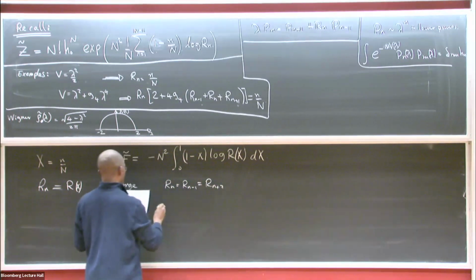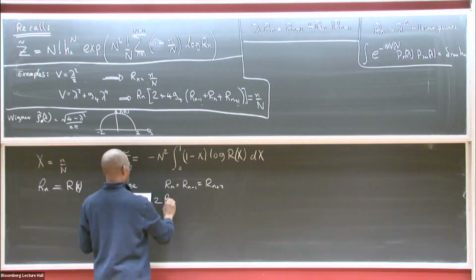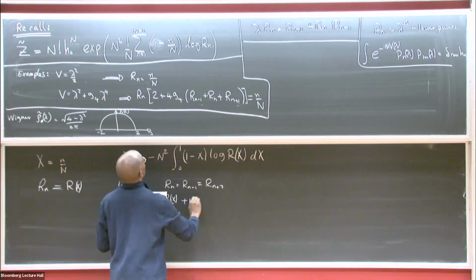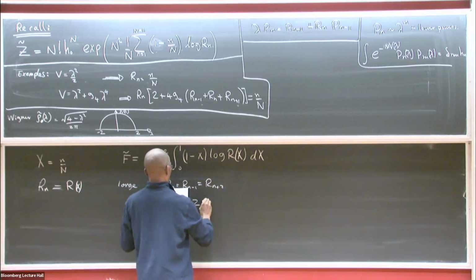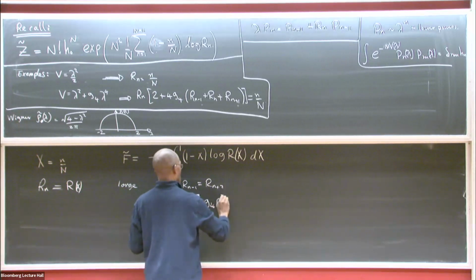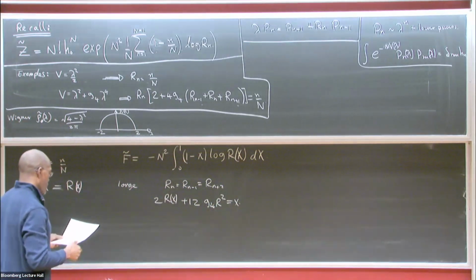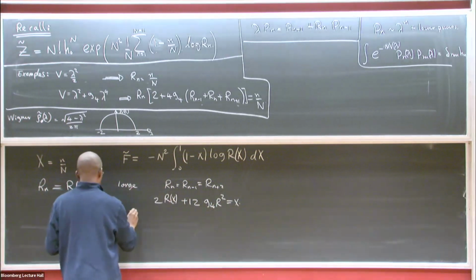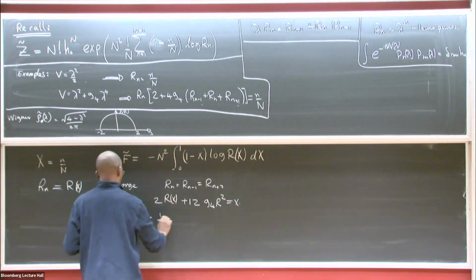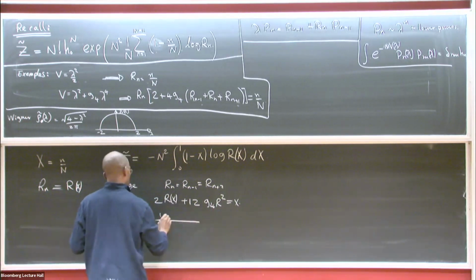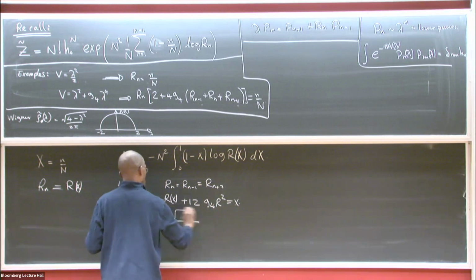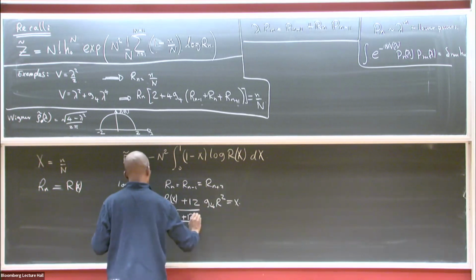And then we have a simple equation, which is just 2R plus 12 g_4 R squared is equal to x. So I can solve that. And so I have R equals (-1 plus or minus the square root of 1 plus 12 g_4 x) over 12 g_4.